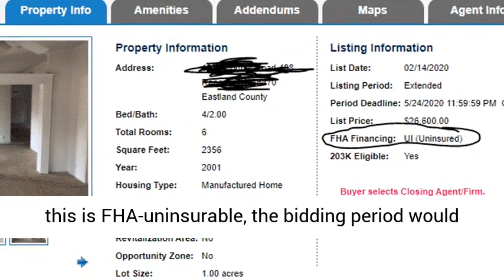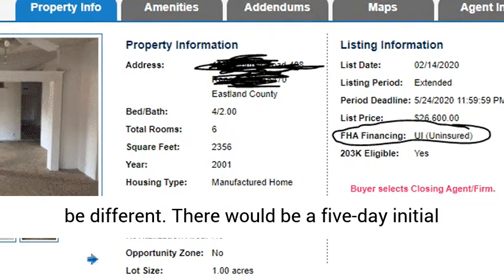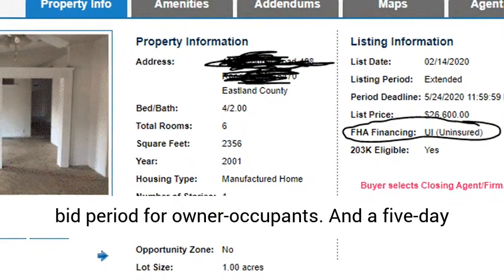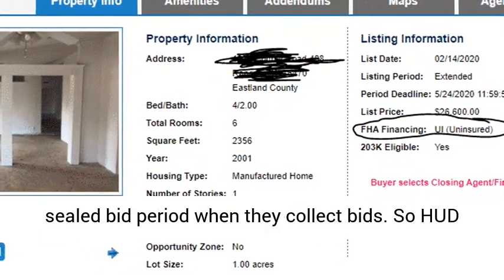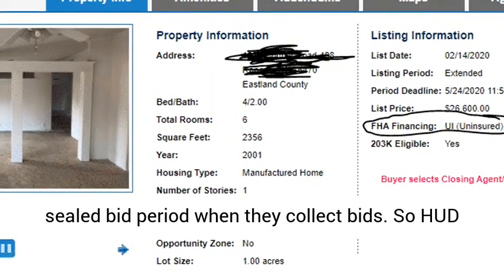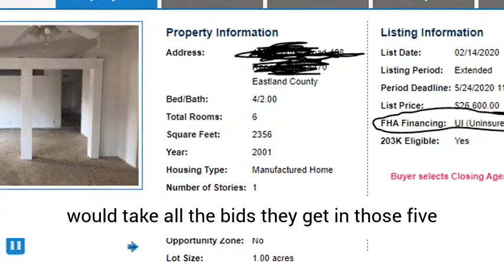If this is FHA uninsurable, the bidding period would be different. There would be a 5-day initial bid period for owner-occupants and a 5-day sealed bid period when they collect bids.